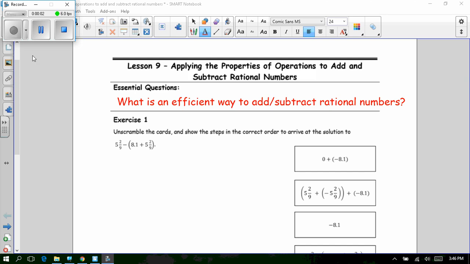Hello again, Mrs. Hoekstra here on Module 2, Lesson 9, Applying the Properties of Operations to Add and Subtract Rational Numbers. I'm on page 59 of our book, and you'll notice the essential question is already there for you. What is an efficient way to add or subtract rational numbers?